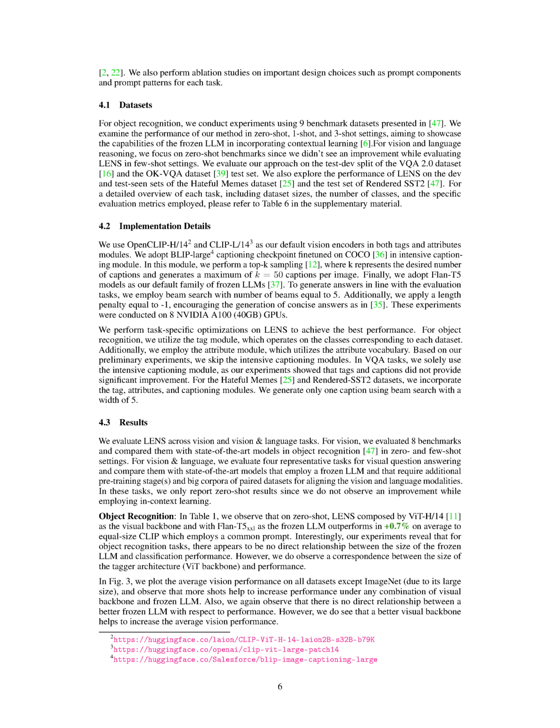Section Summary. In this section, the authors conduct experiments to demonstrate the effectiveness of their model, Lens. They compare Lens with other state-of-the-art models in object recognition and evaluate its performance in vision and language reasoning tasks. They also perform ablation studies to analyze the impact of different design choices. The experiments are conducted on various datasets, including benchmark datasets for object recognition and 0-shot benchmarks for vision and language reasoning. The authors provide implementation details, including the vision encoders and frozen LLM models used, as well as the optimizations made for each task.